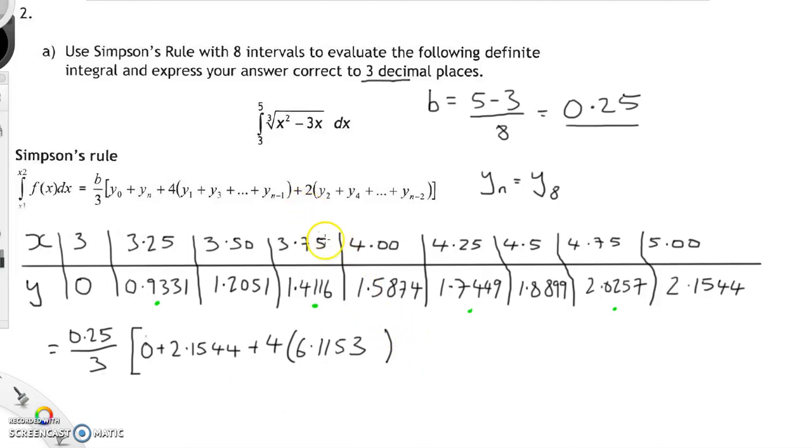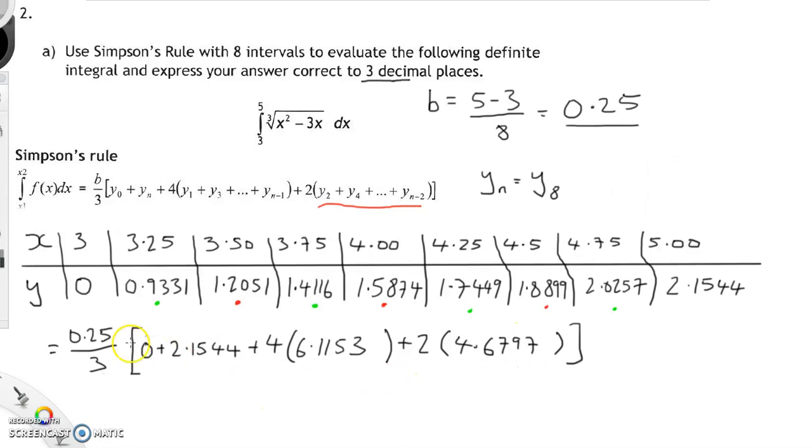And next up we have this plus 2 times the remaining unused values added together. The remaining values we haven't used so far are these even ones here, so that's y sub 2, y sub 4, and y sub 6, lining up with this bit of the formula here. In this case we have 3 values to add together, and when we add them together you should get 4.6797.